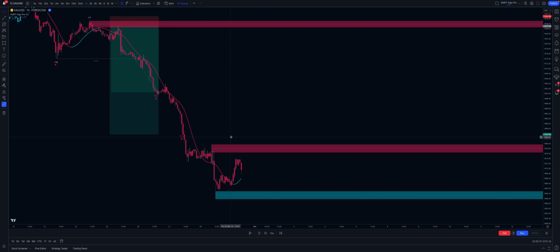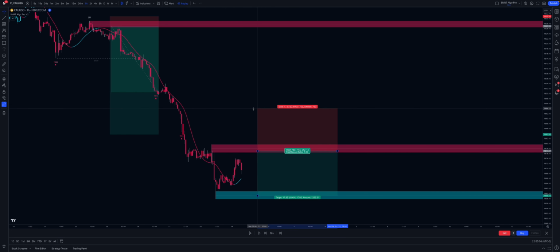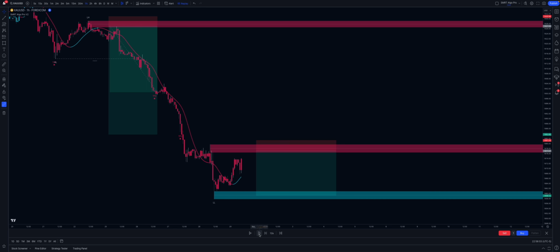So next you can see that we have a supply zone printed here. Once again, we would look to take a short position when price hits roughly either the open, the 25%, or the 50% of the supply zone. And then once again, we would put our stop loss above the high, so here, to give our trade some wiggle room, and let it play out.